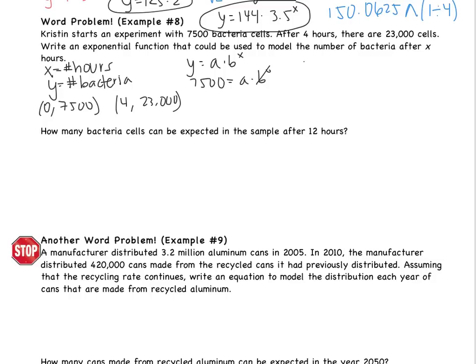So then, when I substitute my second point in, I get 23,000 equals 7,500 times b to the 4th. So if I divide 23,000 by 7,500, I get a decimal, so turning that into a fraction, it's 46/15, or 3.06 repeating, equals b to the 4th. Okay, then we talked about to get rid of that 4th power, we can either take the 4th root or we can raise it to the reciprocal power. So I'm going to raise to the reciprocal power. So those cancel, and I get b equals, in my calculator, I'm going to do 46 divided by 15 raised to the power, so caret 1 divided by 4.